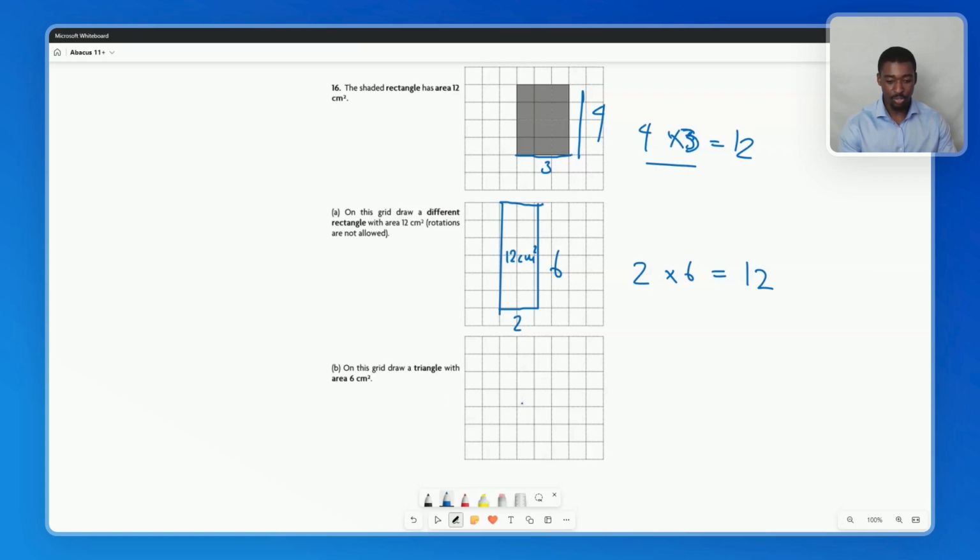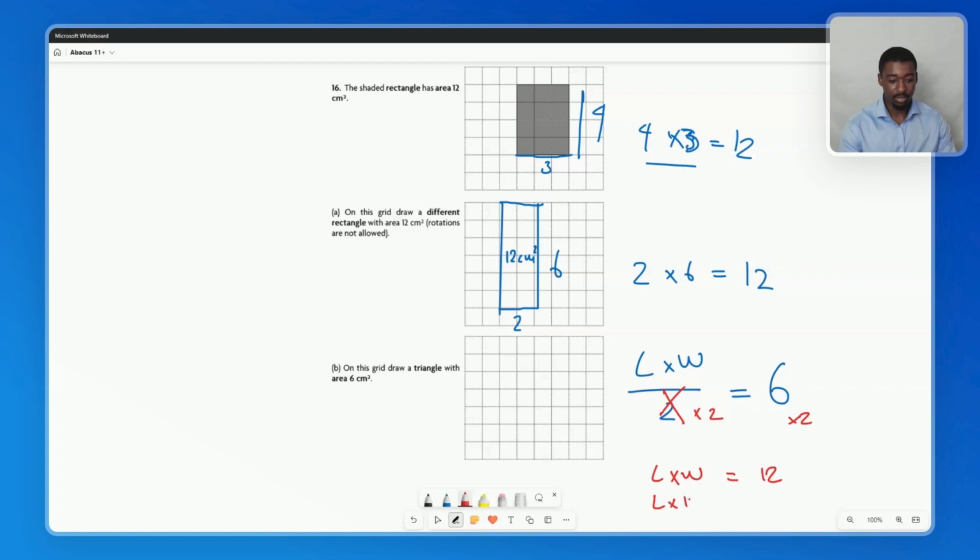Well, how do we do this? Well, we know the area for a triangle is length times width divided by 2. And we want this area to equal 6. So we can rearrange this equation by multiplying both sides by 2. That cancels out this here and leaves us with the length times width equals 12, because 6 times 2 is 12.